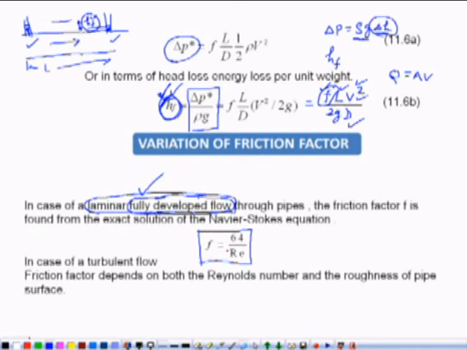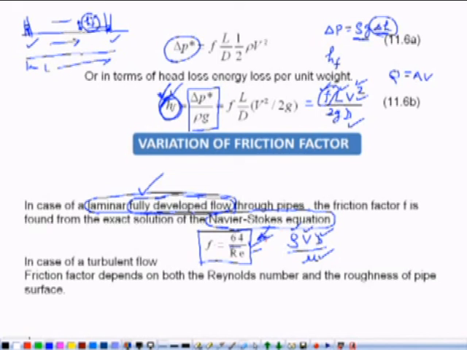Hagen-Poiseuille calculated this F is equal to 64 divided by Reynolds number. With the help of this analytical relationship, we can find out the F. We know the Reynolds number is equal to rho V d over mu. Mu is the viscosity of the fluid, V is the velocity, d is the diameter, rho is the density of that fluid, right. He analyzed it with the help of the control volume approach, but the same equation can be derived with the help of the Navier-Stokes equation also, and then we will reach the same solution.